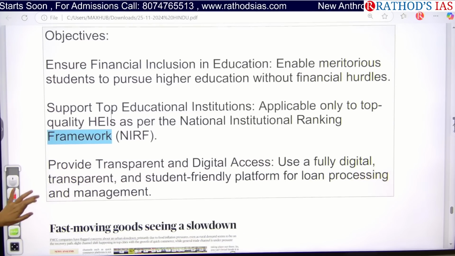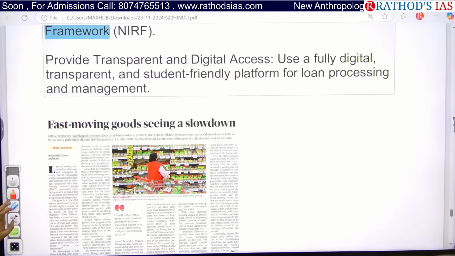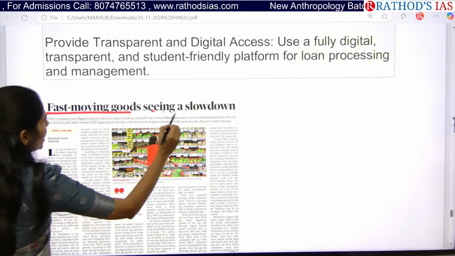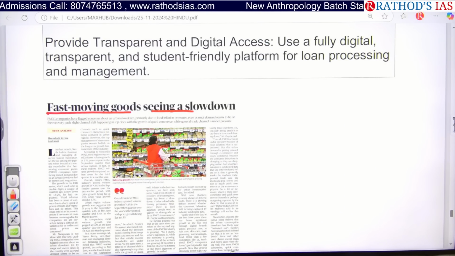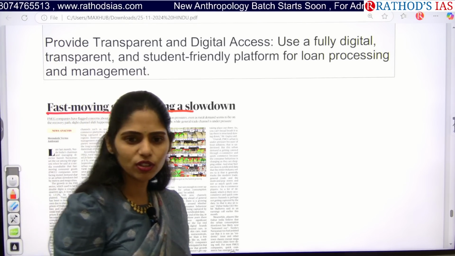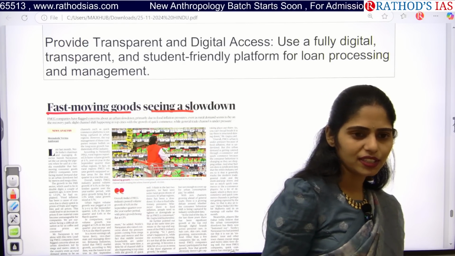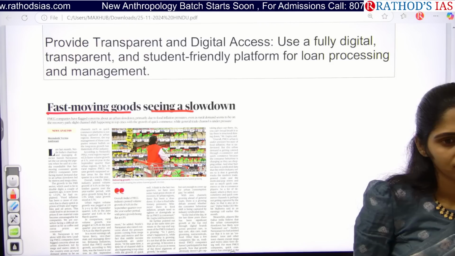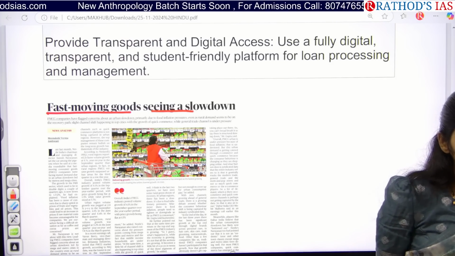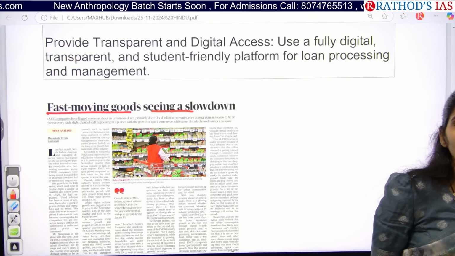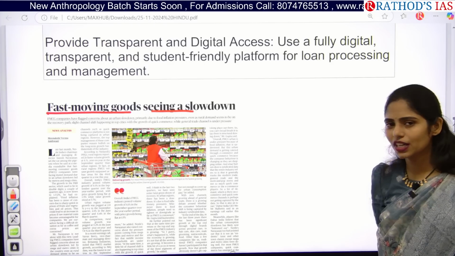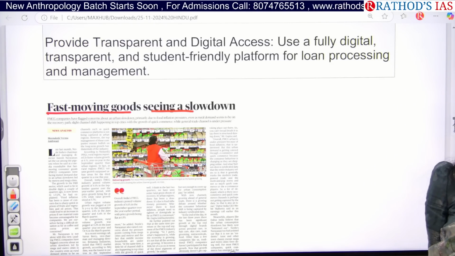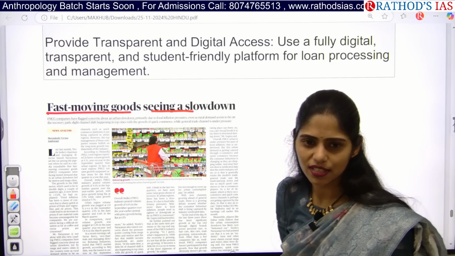Okay, say this article: fast moving goods seeing a slowdown. What is the keyword? Fast moving goods. Can you give me examples of fast moving goods? Dairy products, vegetables, packaged products. For these packaged products and dairy products, what is the shelf life? What is the life of these products? Will it be more or less?